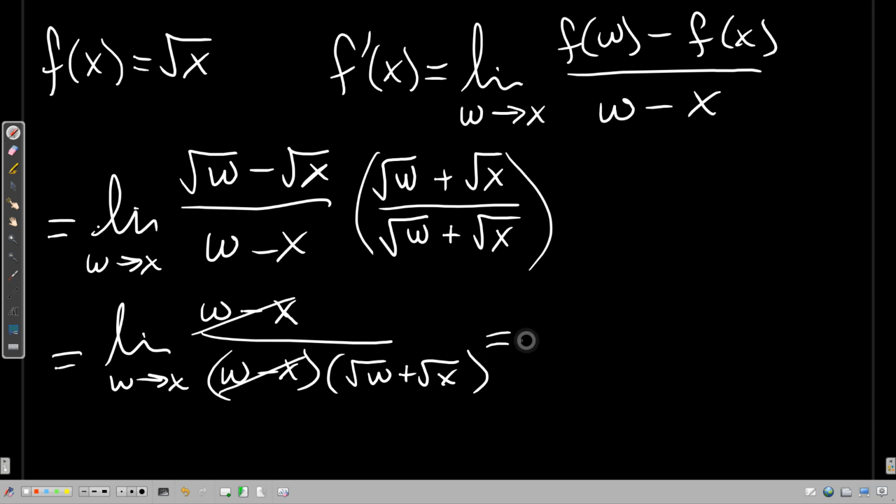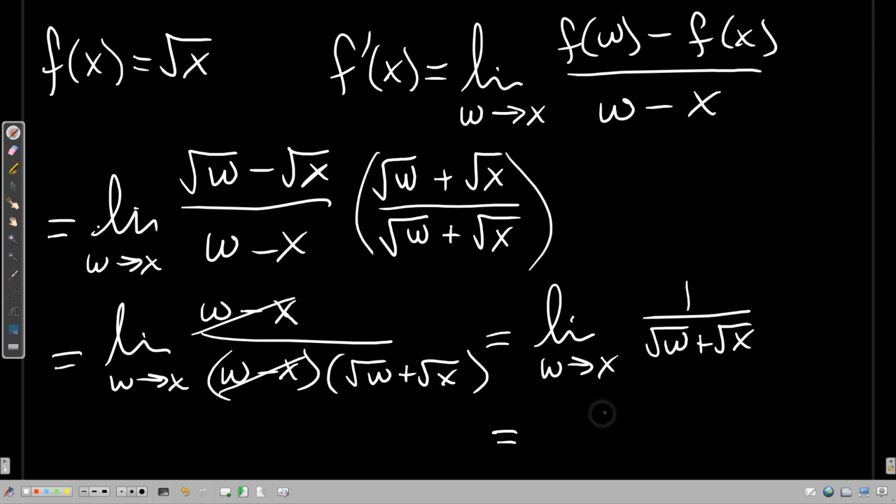Well, then these will cancel. I'd have the limit as w goes to x of 1 over square root of w plus square root of x. We're no longer in the indeterminate form. W is going to approach x, so this would wind up being 1 over the square root of x plus the square root of x. You get 1 over 2 root x.